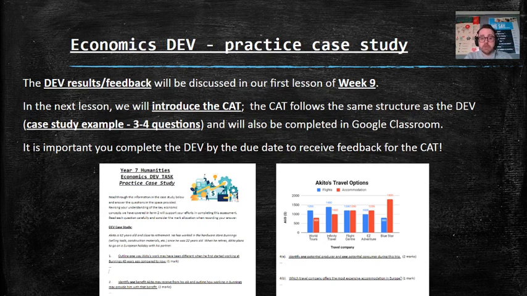So it follows the same structure as the dev. I've got a couple of screenshots of what the dev looks like just below. So it's a case study example, 3 to 4 questions. And you'll be completing both the dev and the CAT in Google Classroom. So it's going to be completed digitally. I don't have to read your messy handwriting.